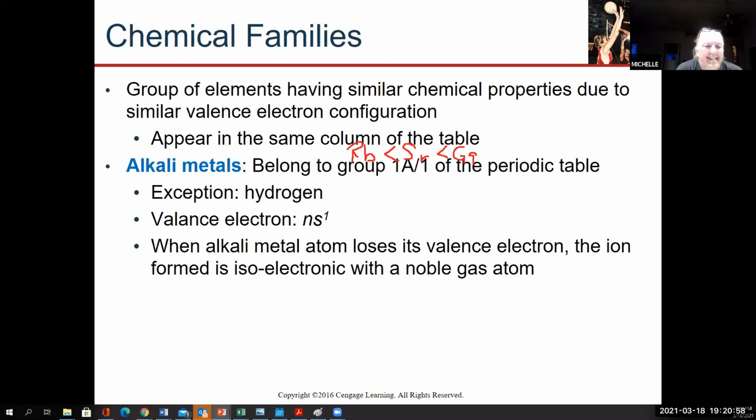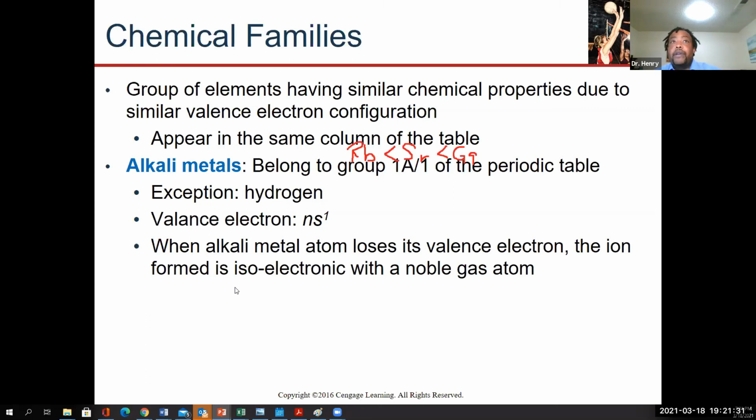Okay, so when we talk about groups, group one is the alkali metals, right? Groups are going to behave similarly in terms of how they react. Because they have one valence electron, they're all going to behave very similarly. The only one that's a little bit different is hydrogen. Hydrogen is kind of weird. Under certain circumstances it'll act like those guys, but other times it doesn't.